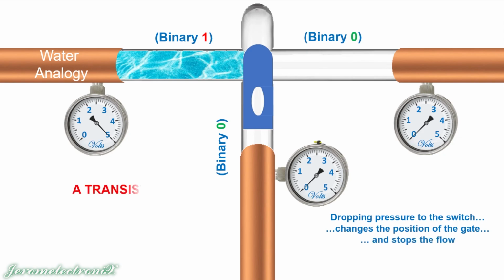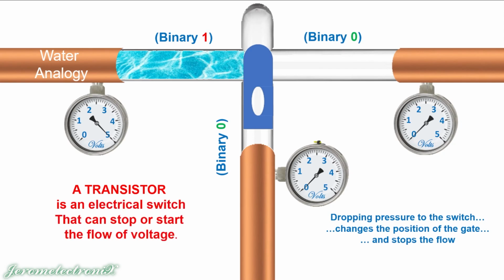That stops the flow. And these are red words. I have my students write down the red words usually. I'm defining a transistor at this point. Transistor is an electrical switch that can stop or start the flow of voltage. So if you need to, you can stop or pause the video and write that down and get it into your logbook.